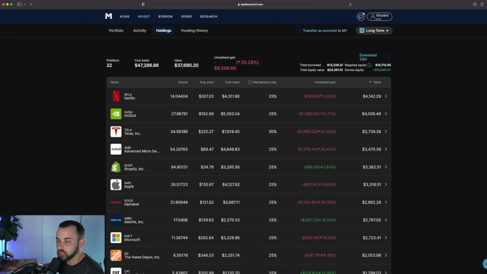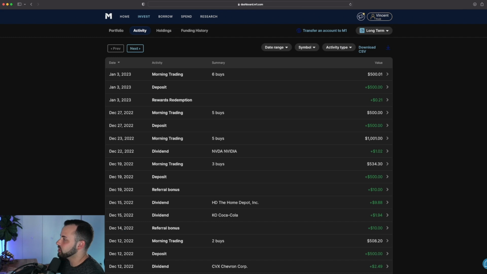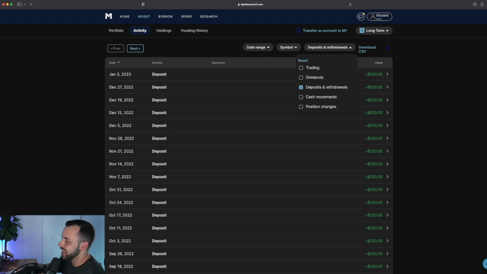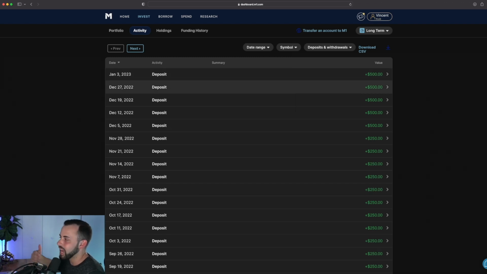So I want to go ahead and jump over to the activity, and I want to share with you guys how this works. So I'm going to go to activity type, and I'm going to go to deposits and withdrawals. And you can see that every single week of 2022, I had an automatic deposit of around $500, sometimes $1,000. So roughly $2,000 a month to maybe $4,000 a month is on average what I would invest into the stock market.